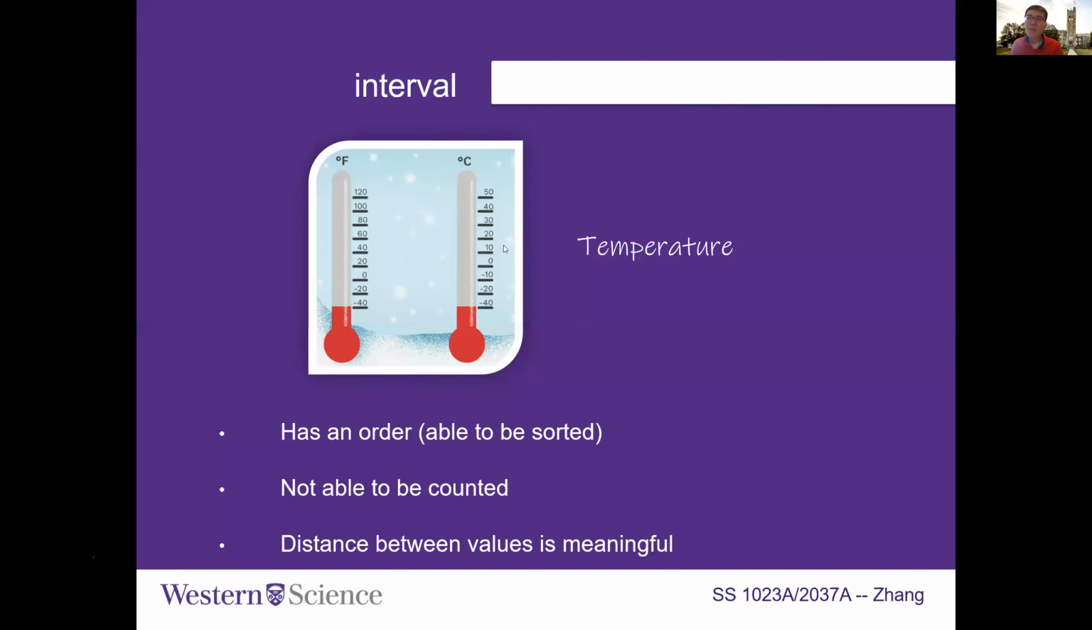And can it be counted? Because there are infinitely many ways to measure or to say the numbers, it cannot be counted. And also the distance matters, because we can say that Toronto is 10 degrees hotter than, say, Waterloo. So the difference of two temperatures contains a specific meaning.